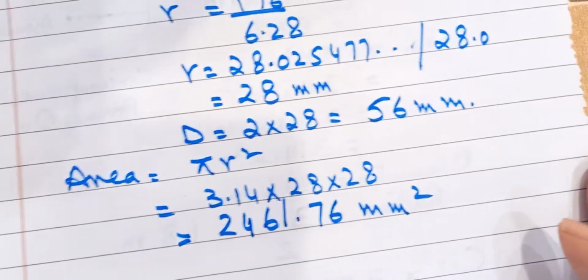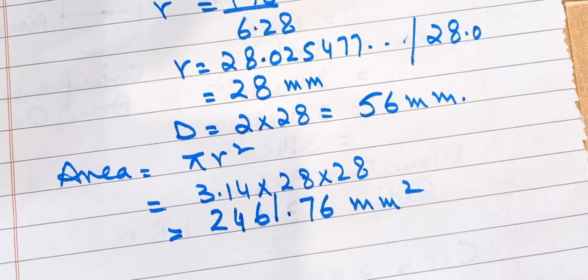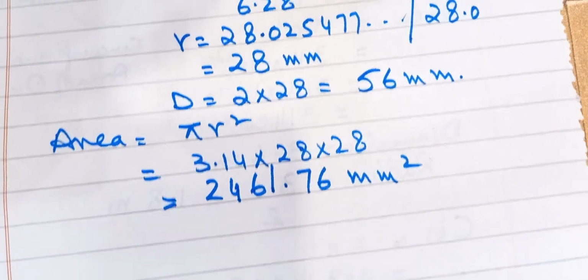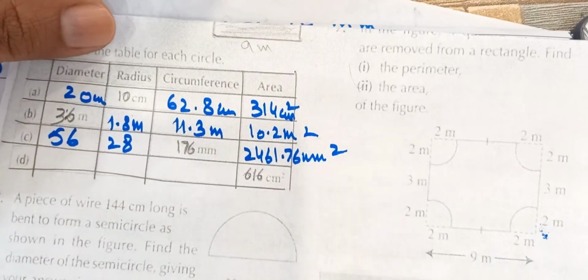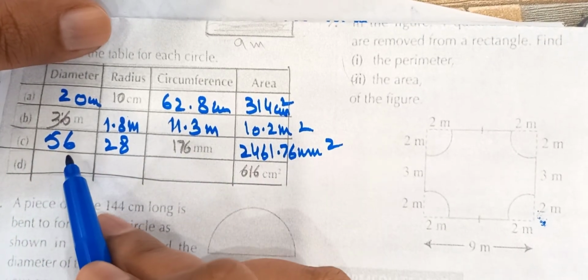At the end the answer given is 2460. I think there is some kind of a mistake over there, because I'm not getting the answer 2460. I have tried it so many times. Now I have filled in the values for part C.